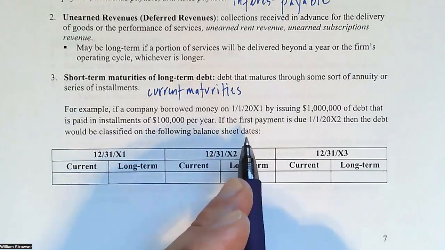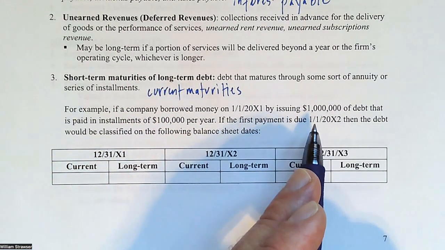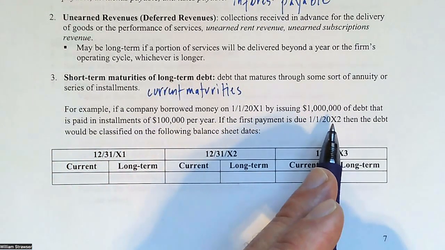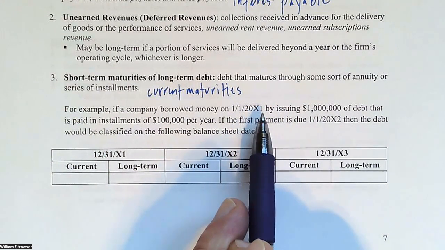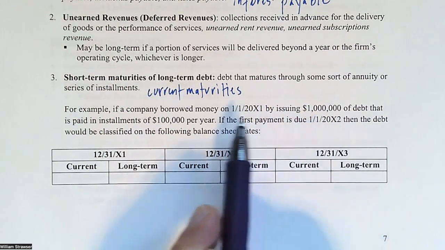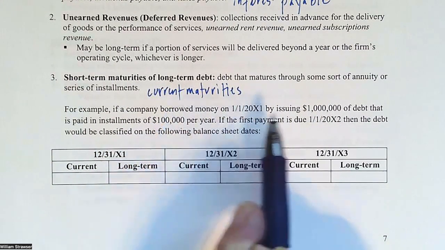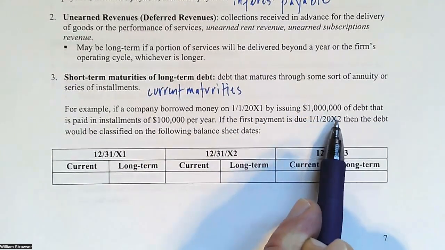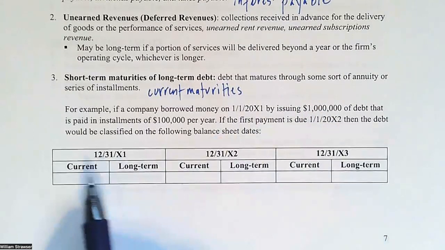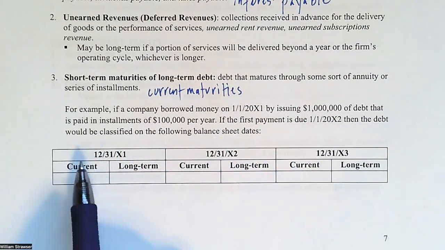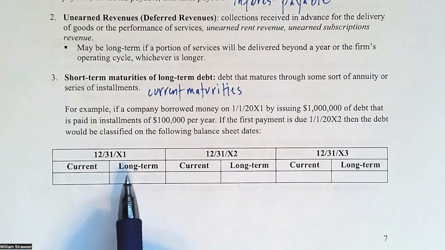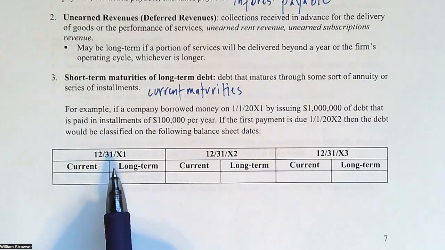And if that first payment is coming due on 1/1 of 20x2, right? We borrowed it at 1/1 20x1. Our first payment of $100,000 is going to be due January 1st of 20x2. Then let's look at the different balance sheet dates. Well, at the end of that year, when we borrowed it, we haven't made a payment yet because the first payment's going to be due the day after December 31st.